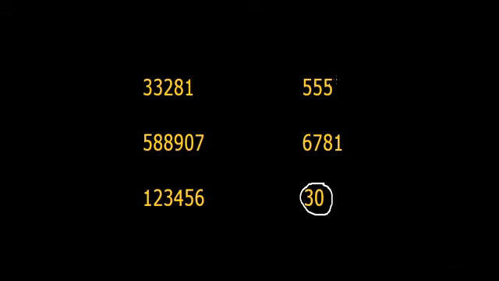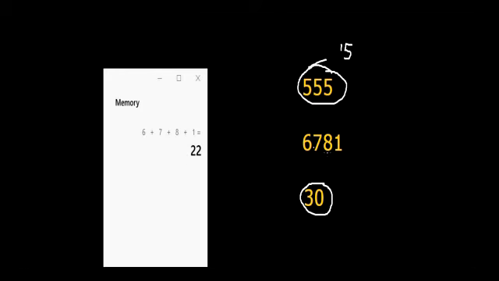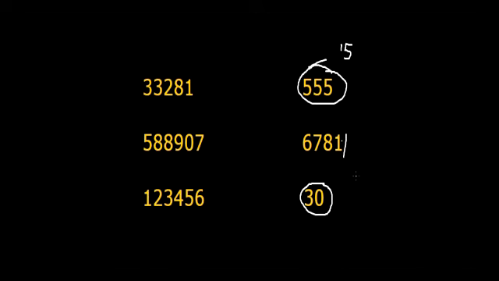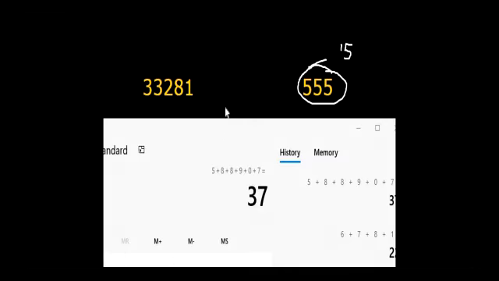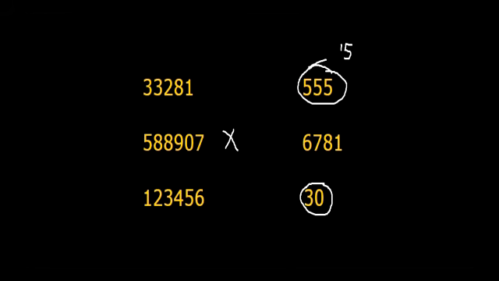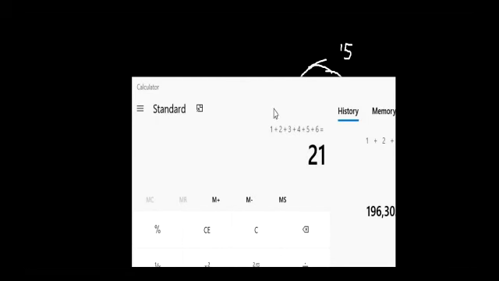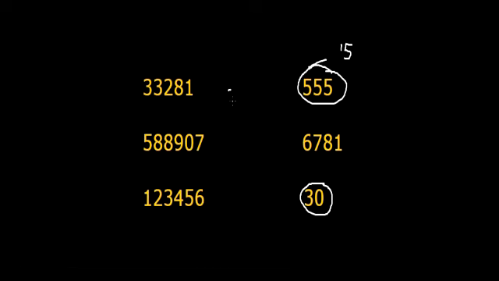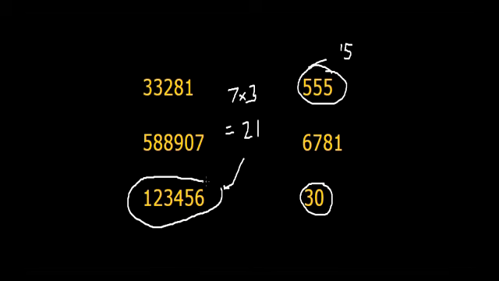So here, for this number, if we add all of its digits, we get 15. So it is divisible by 3. If we add all of 6,781's digits, it is not divisible by 3. Same with this number. This one equals 21, so it is divisible. This last one is equal to 17, so it is not divisible by 3.